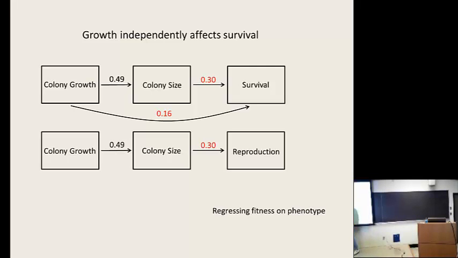Now, of course, colony growth influences colony size. And this is not really fitness, so it's just a regression here. Colony growth does influence colony size. And reproduction then is influenced by colony size and indirectly by colony growth, but there's no direct component, as opposed to in survival. There is that direct effect of colony growth on survival. So colony growth and colony size vary a lot.